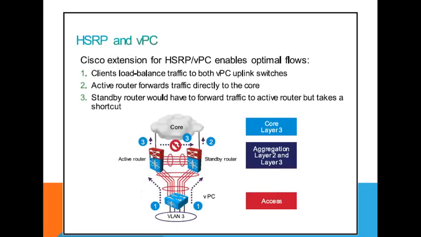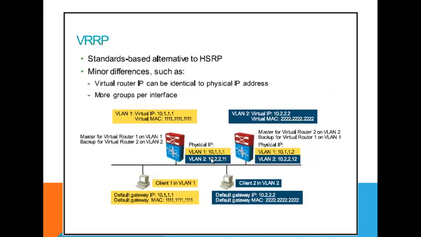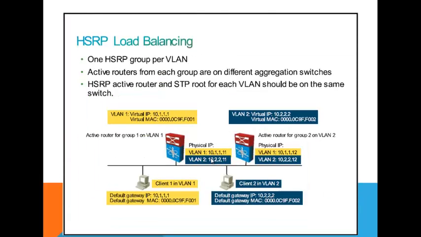So to avoid this problem, we have VPC. Still you can have HSRP, one active switch, one standby switch. All links are available for us. HSRP also can be used for load balancing. How? I can have multiple HSRP group IDs. Group 1 will be active here and standby on this box, and group 2 will be active here and standby on this. So HSRP can do load balancing.